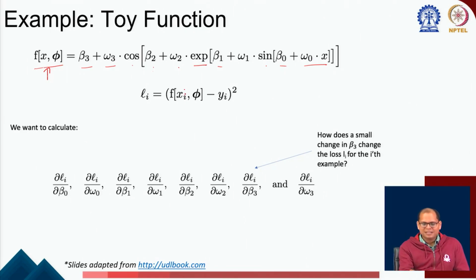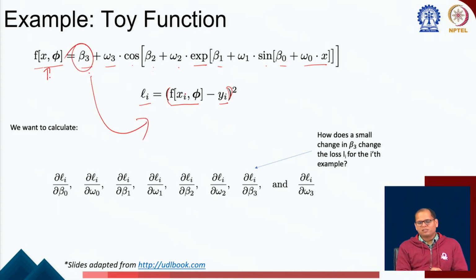So, for any x_i I can compute f(x_i, phi) as the output of this model, and I have my ground truth y_i. So, I take the mean square error loss, the squared error, and this is my loss. Now, I want to see how a small change in each parameter will impact my loss. So, let us say how a small change in beta 3 will impact my loss. So, the partial derivative of loss with respect to beta 3. Right now, I can see the loss as a function of (f(x_i, phi) minus y_i) squared, but how would I compute dou L_i over dou beta 3?